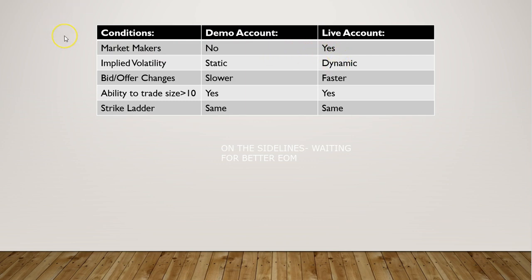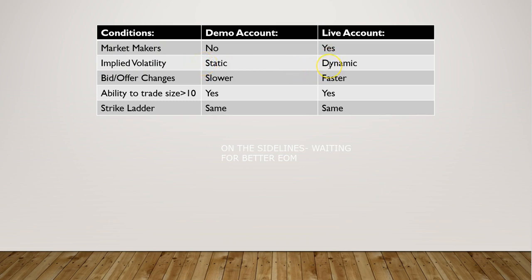So even though you may see a bid out there of 10 lots, if you want to put on a 20 lot, these market makers are going to come in and take the other 10 to give the market some liquidity. That's kind of why they're there. Implied volatility, obviously, is a big part of options. In demo, it's static, so it pretty much stays the same.